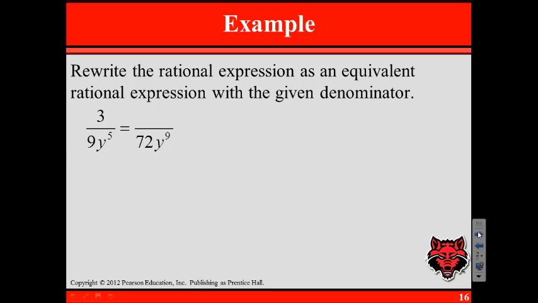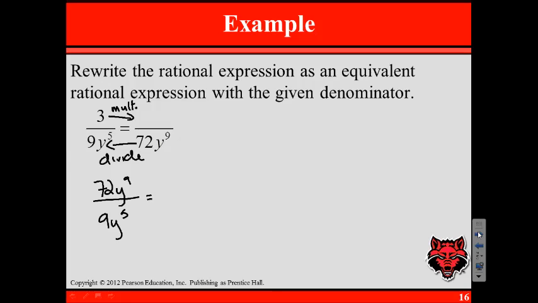So we start with 3 over 9y to the 5th, and we want a new fraction where the denominator is 72y to the 9th. Now, there are multiple ways to do this, but one way is to divide the new denominator by the original denominator. So going from right to left, we're going to divide. And once we find that quotient, we're going to multiply in the numerator. And that will give us the new numerator for our fraction. So let's try this. We take 72y to the 9th divided by 9y to the 5th.